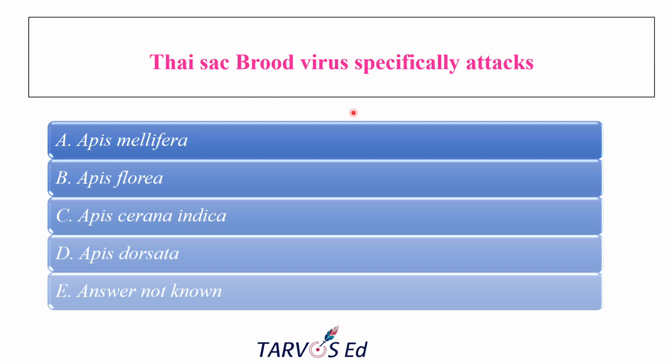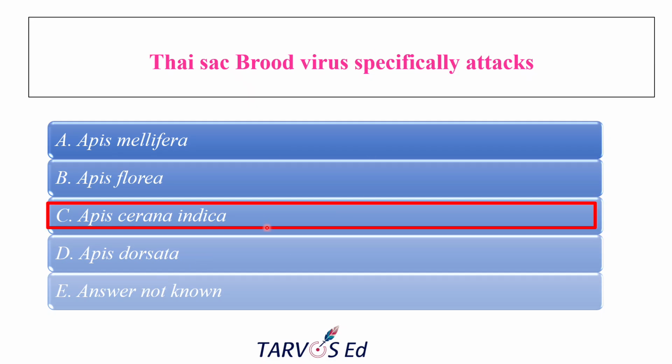It spreads mainly through contaminated food, beekeeping equipment, and robbing behavior. So which honeybee species does this particular virus mainly attack? The options are Apis mellifera, which is the Italian bee or European bee, Apis florea, which is the little bee, Apis cerana indica, which is the Indian bee, and Apis dorsata, the rock bee. So the correct answer is Apis cerana indica.